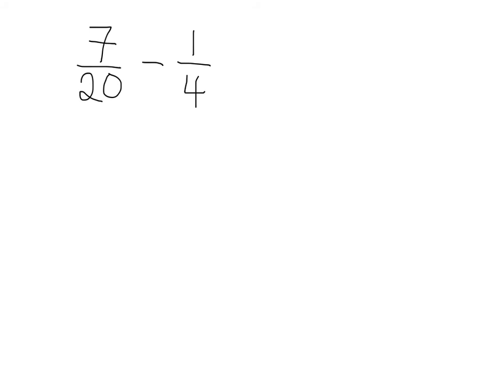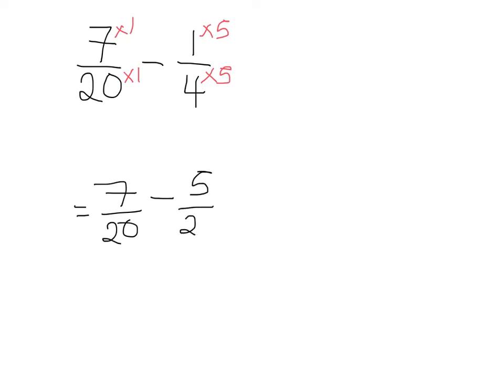times 1 is 20. So technically what we're doing here is, because we're going to leave it the same, we're going to multiply top and bottom by 1. So that would leave us still with 7 over 20. To make the denominator on the second one, 4 into 20, we times that by 5. So we times the top by 5 as well. So that then becomes 5 over 20.